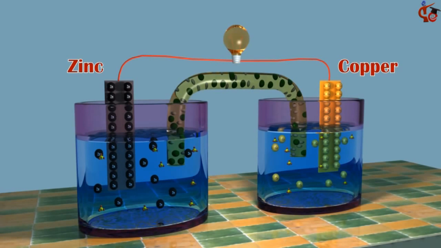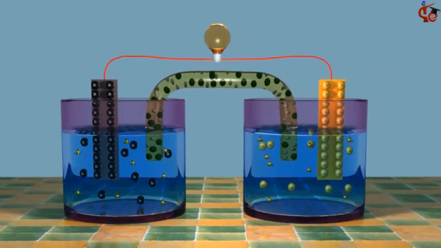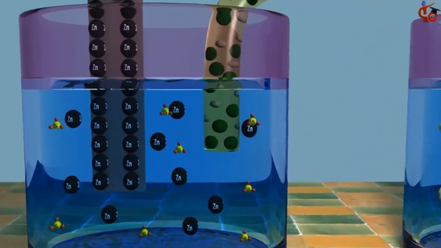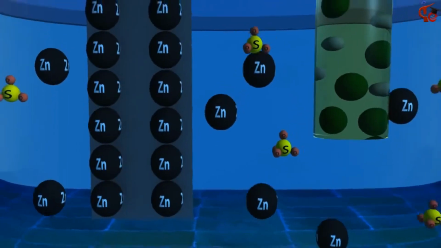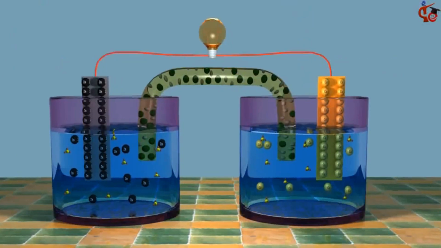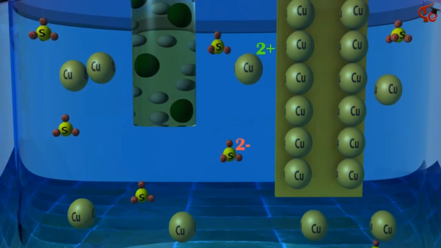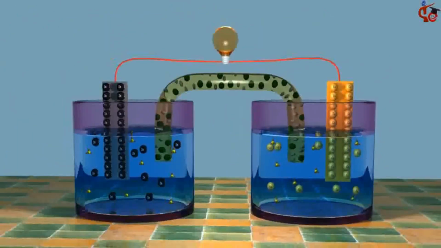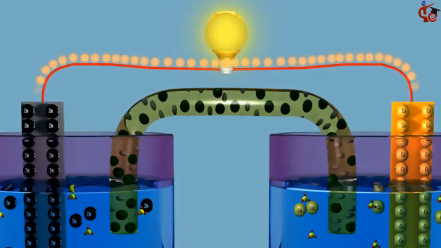A useful galvanic cell can be constructed by using zinc and copper. The anode is a zinc bar placed into a zinc sulfate solution. And the cathode is a copper bar placed into a copper 2 sulfate solution. The two solutions are connected by a porous sodium chloride salt bridge that prevents the two solutions from mixing but allows ions to migrate. Attaching the cell shows that electrons flow from zinc to copper.